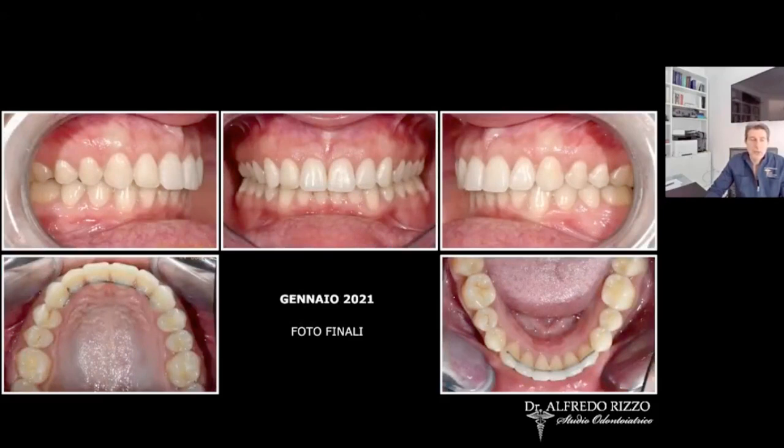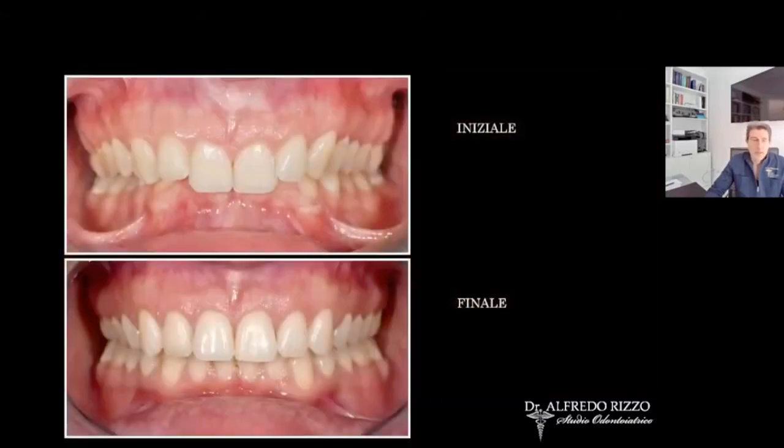In January 2021, we have debonded the system. We see class 1 on the right and on the left. The teeth are perfectly aligned. The midline is at the center. The aesthetic result, as you can see, is very beautiful. The smile, the profile. I think I have done everything possible to compensate for the skeletal problem, to correct the deep bite. Prior to the treatment, we couldn't even see the lower incisors.